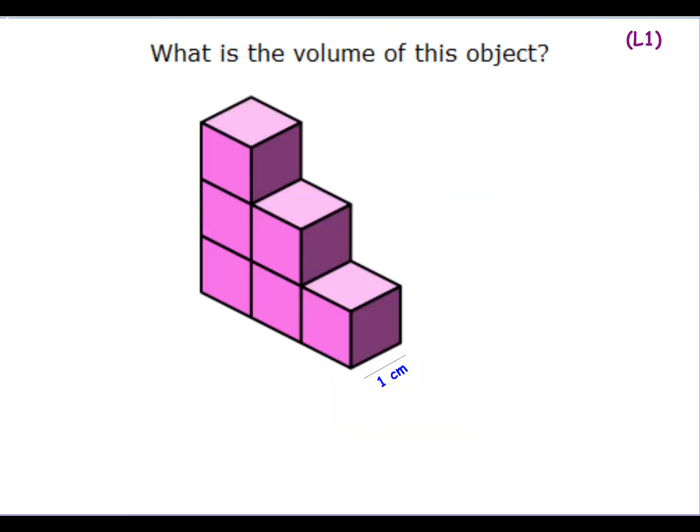Here's one to practice. What is the volume of this object? Again, we're merely counting the number of cubes in the object. 1, 2, 3, 4, 5, 6. So the volume of this particular object is 6 centimetres cubed, and the cube is telling us we're talking about volume.